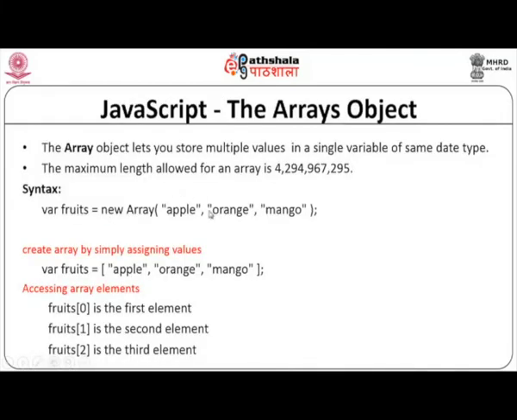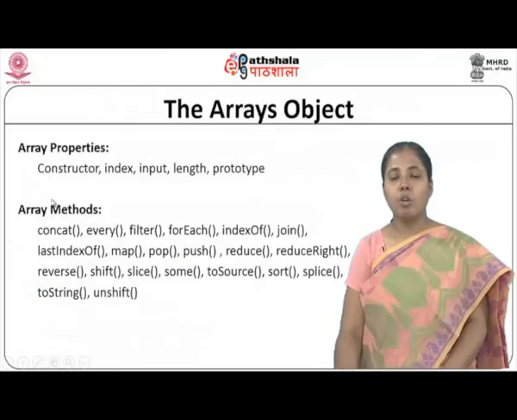Coming to the array objects, we have seen that arrays could be created in this way, and we can also simply assign values to an array and create it. So, when you assign values directly, you put them within square brackets and you can assign the values, and you can access the array elements like this. And these are the array properties, and some of the methods have been listed here.